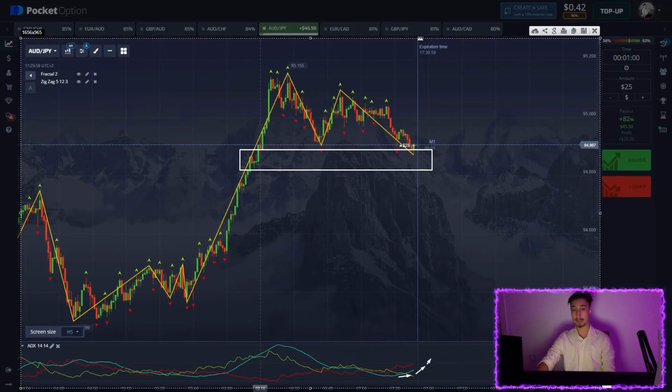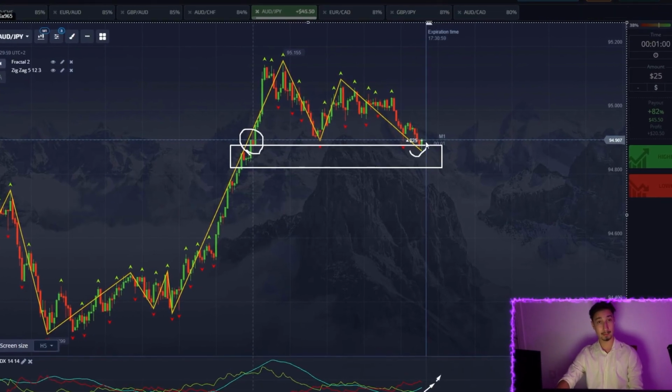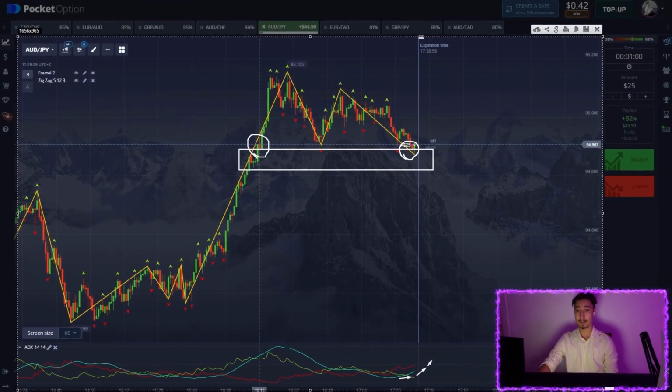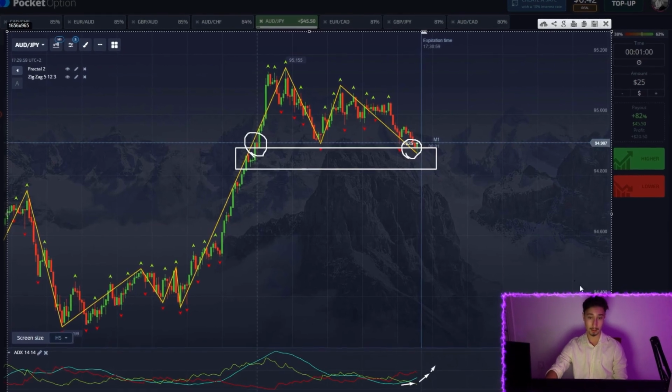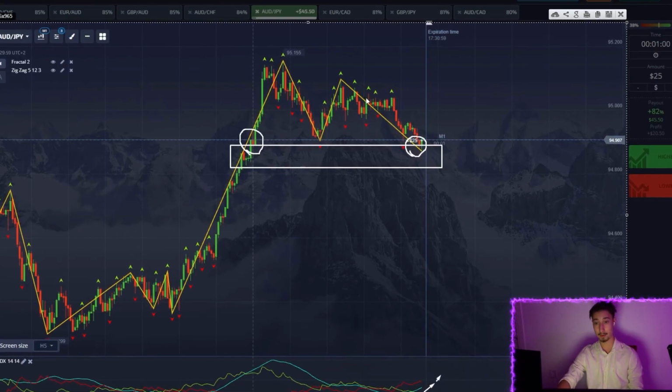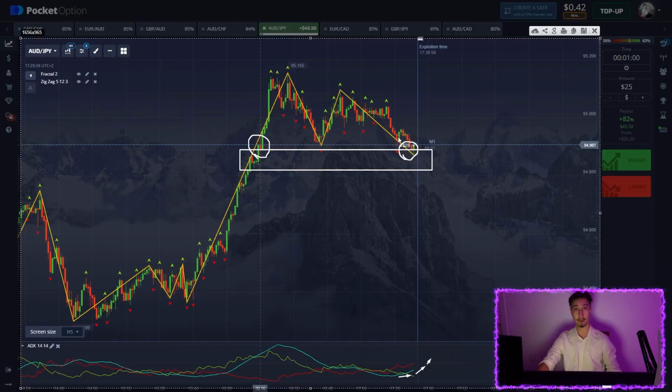Also here we see the touching of the support level. The local low is updating. We can see that on zigzag, and after a long-lasting correction in this zone, I think the breakout is about to happen and our position should end up in profit.